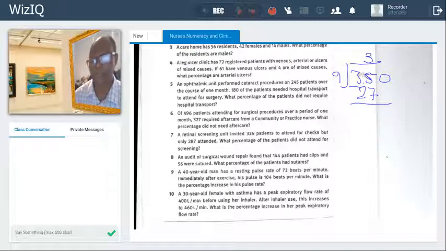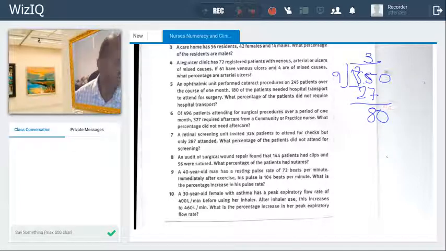So this 5 take away 7 is not possible. I'll borrow 1 from here, so there's 2 remaining. So that 1 becomes 10. 10 plus 5, 15. 15 take away 7, I've got 8. Okay, and then I drop this 0. Then 9 into 80 is going to be 8. And 8 times 9 is going to be 72.